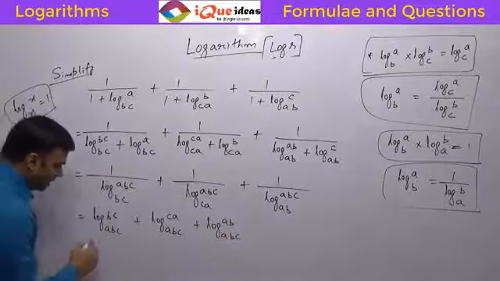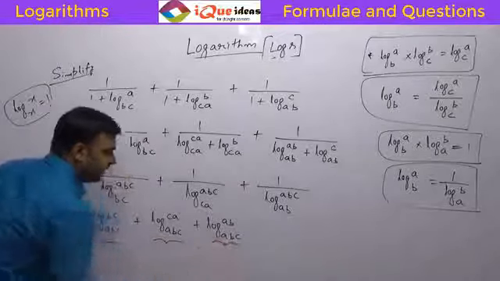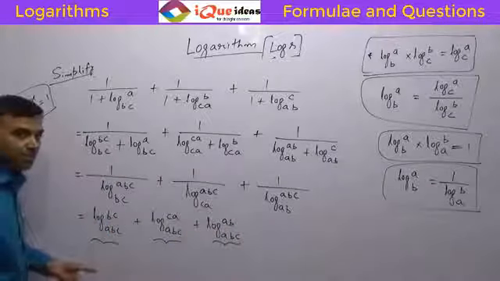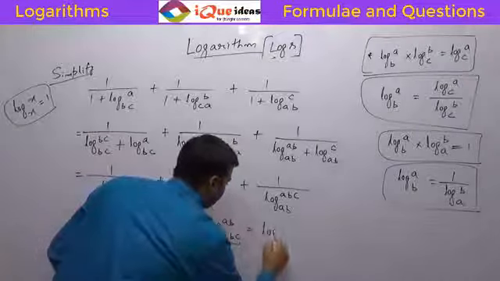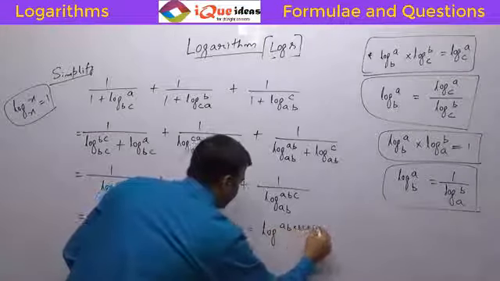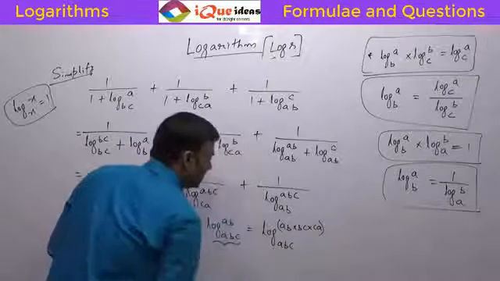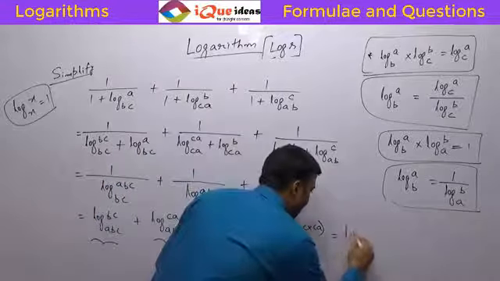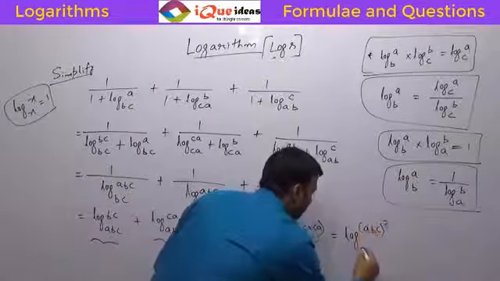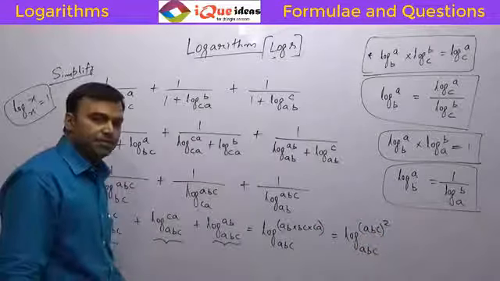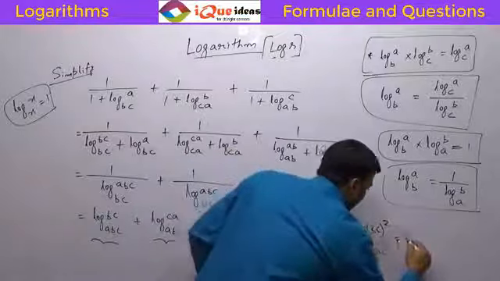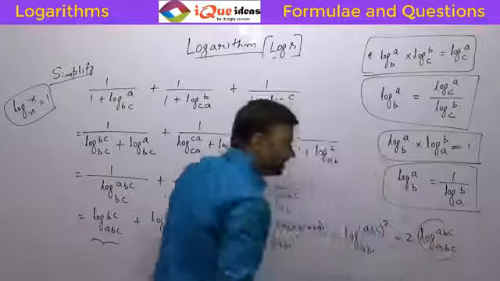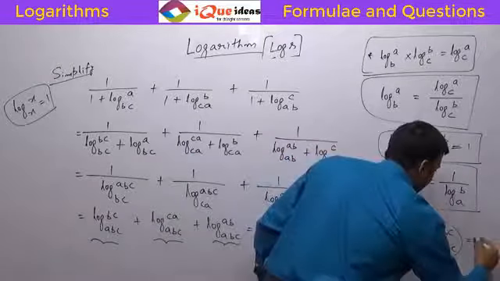Now you see, these are the 3 logs to be added, and all of them have the same base ABC. So the numbers inside, that is BC, CA and AB, will get multiplied. So what do we get from here? We get log AB into BC into CA to the base ABC. Now what is AB into BC into CA? You see, it is A square, B square, C square, which can be written as log of ABC whole square to the base ABC. Alright. Now this 2 comes out and we have 2 times log ABC to the base ABC. Now 2 times this log ABC to the base ABC must become 1. So the final answer of the question is 2.